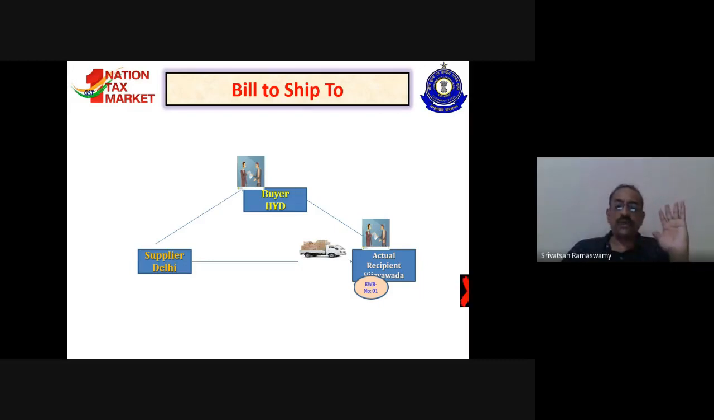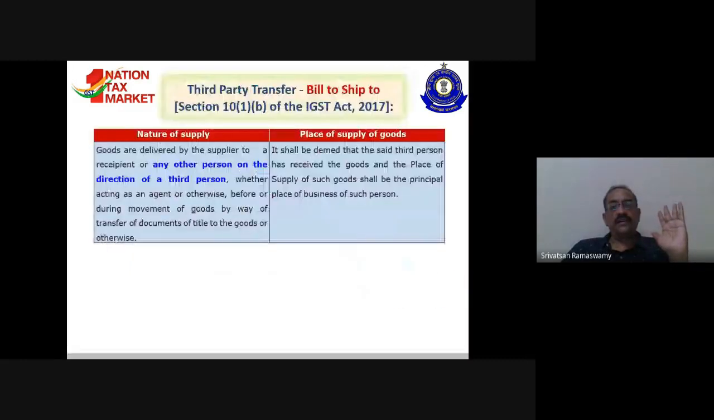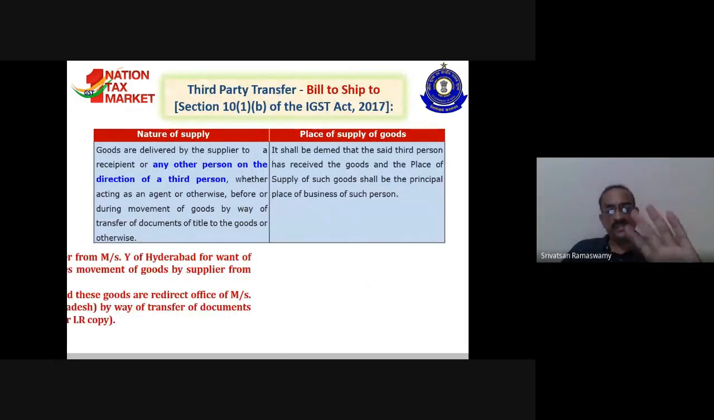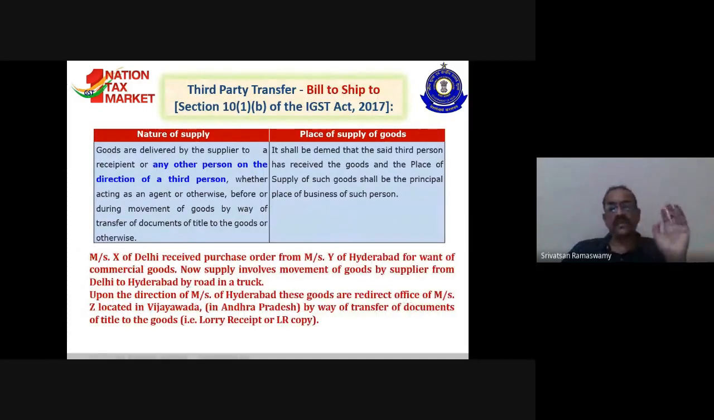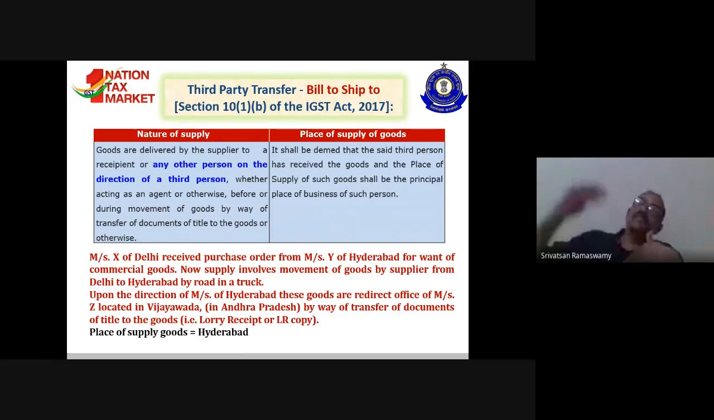In this situation, what will be the place of supply? This is the situation that I have already explained. Here, the place of supply of goods will be Hyderabad. As far as the Delhi person is concerned, though he is delivering the goods to Vijayawada, it is only the physical movement of goods, whereas the right of ownership and possession by the Delhi person is transferred to the person in Hyderabad. So it will be an IGST transaction between Delhi and Hyderabad.